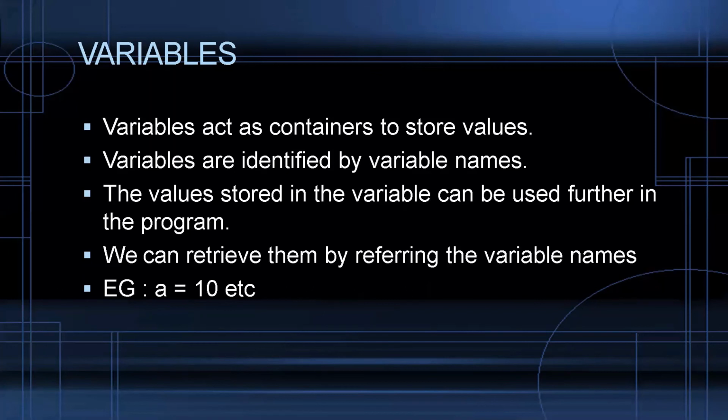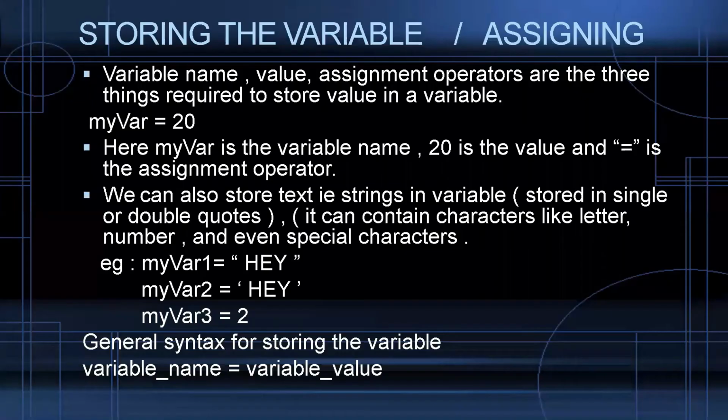Assigning, and how will we store a value to the variable? That is very interesting and very informative to know. Am I right? So let's see how to store the values in a variable or how to assign values in the variable. Variable name, value, and assignment operator are three things required to store a value in a variable. For example, I am considering a variable that is myvar = 20. Here, myvar is the variable name, 20 is the value, and equal to is the assignment operator.